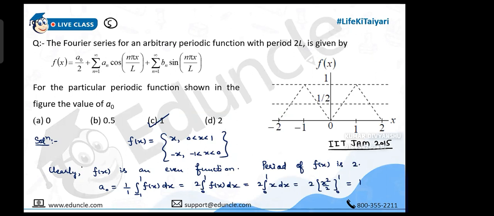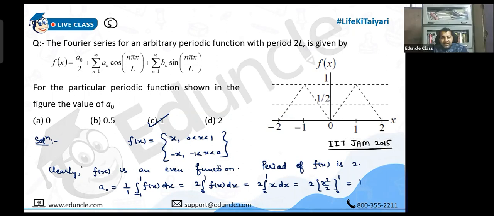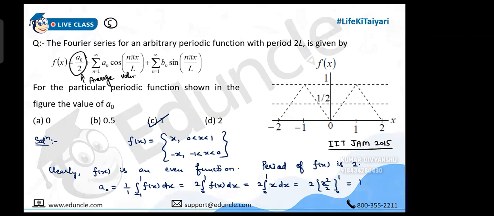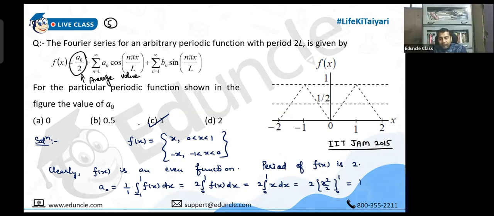And there is one more way. When we studied about Fourier series, we said that a naught provides us with the average value of the function. So to get the idea about a naught, I can go for the average value of the function. There are 3 parts by which we can get the average value. If I want the average value from -1 to 1, then this is the triangle. Or there are 2 triangles if you want to take this one and this one. So it is entirely up to you.